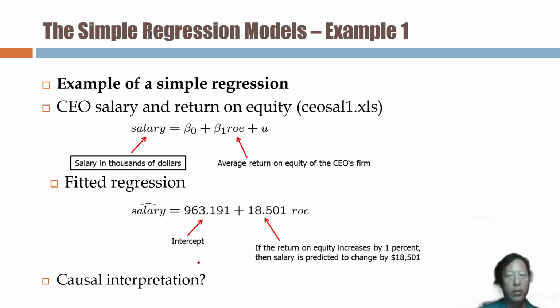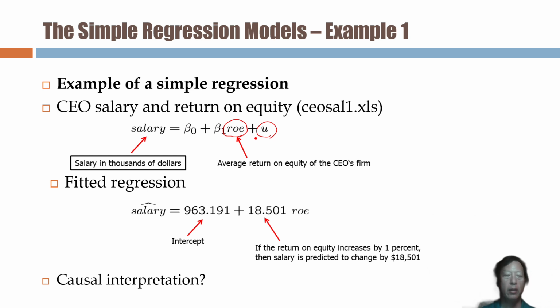Since this is simple regression, we will choose only one variable, which is ROE, the average return on equity of the CEO's firm, and then the CEO's salary will be calculated. Of course, the CEO's salary does not depend only on the ROE, but on other things. All other things will melt into our error term. But what we want to capture is the effect of the ROE on the CEO's salary. Okay, and then you can find the number.